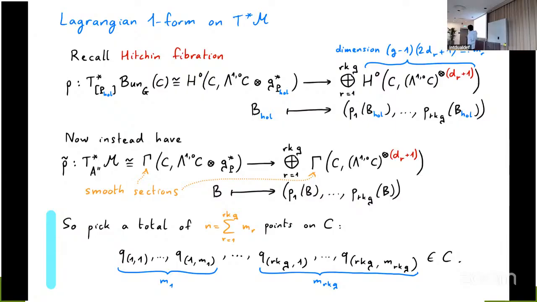But now we're dealing with smooth things. So now we have a smooth B field. And so if you plug this smooth B field into these polynomials, you get back some smooth sections. And there's no way of expanding it in this basis of holomorphic differentials. So you need some other prescription. So you have these smooth sections of these powers of this line bundle, the canonical line bundle.